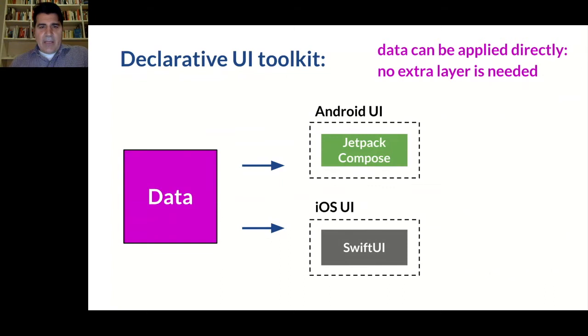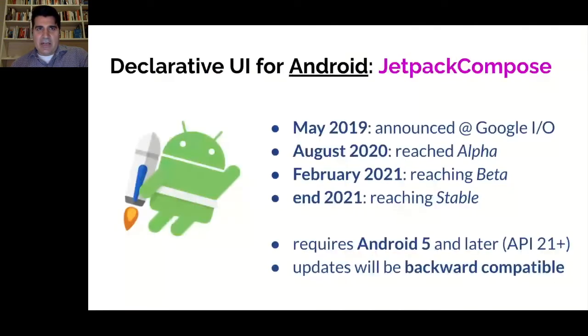Okay, so talking about Jetpack Compose more in detail. Jetpack Compose was announced, as we said, in May 2019, and in August 2020 reached alpha. And then actually yesterday, we had the very important announcement of the beta stage. There was this big event by Google called the Android Show, where they were very enthusiastic to have reached this very important milestone for the whole mobile world. I mean, Jetpack Compose is here to stay.